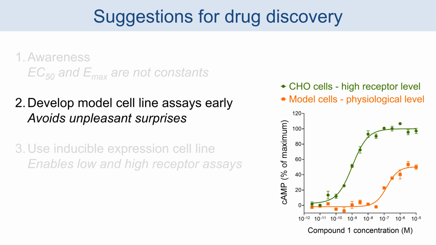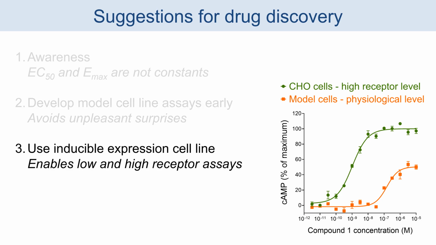The second suggestion is to develop these model cell line assays early on in the drug discovery project. This can take an investment of time, but it has a big payoff in avoiding nasty surprises that can derail our projects.